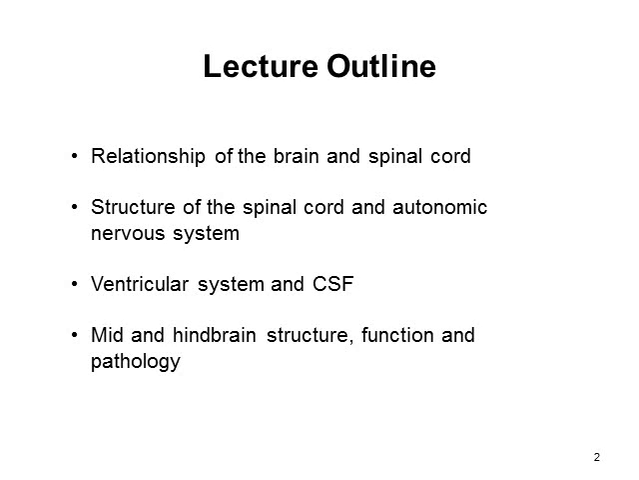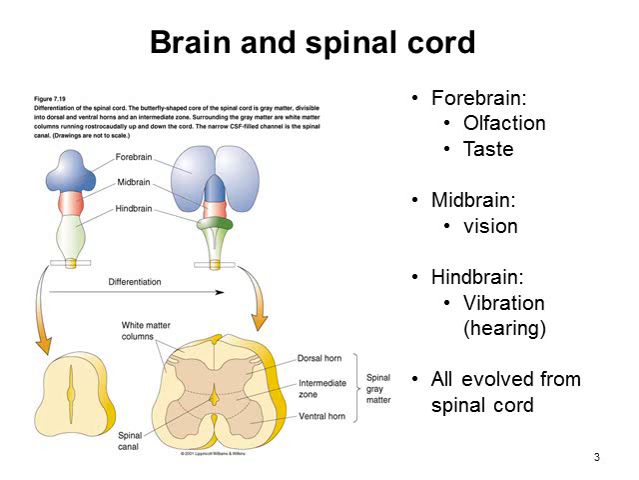In later lectures we will cover the front brain and forebrain structures, and we'll work through it logically like that. So first of all, the brain and spinal cord. We're all aware where the brain and spinal cord are. The diagram here shows a differentiation of your spinal cord.